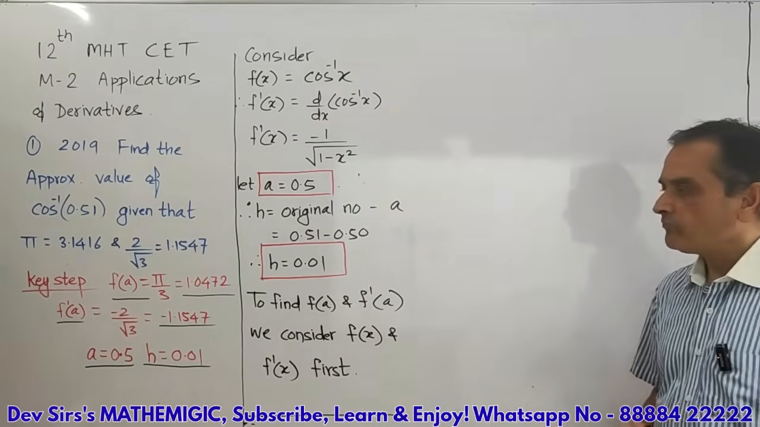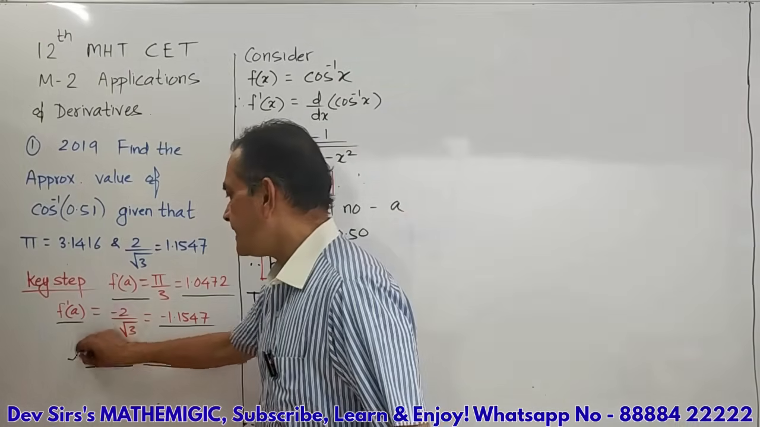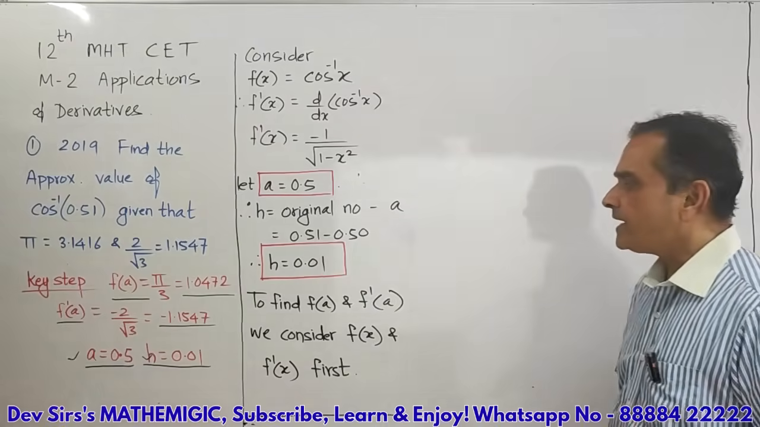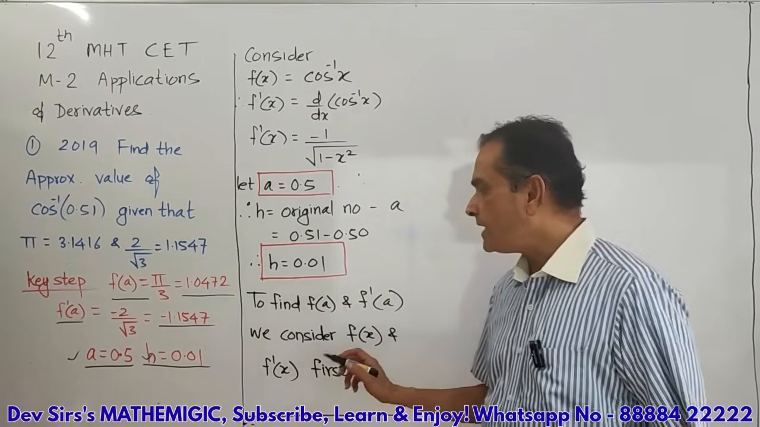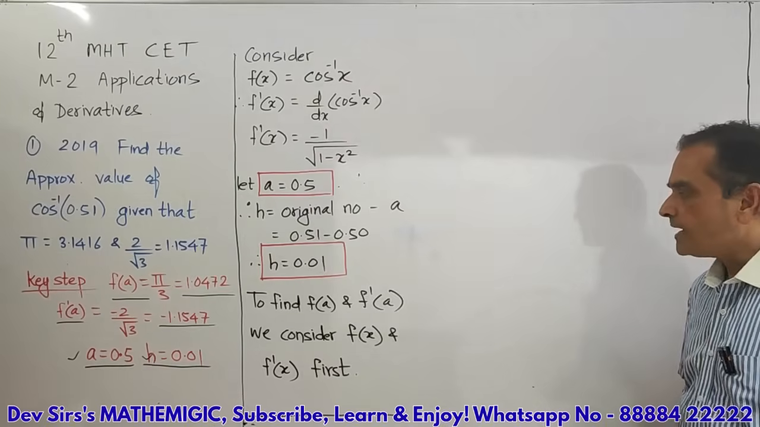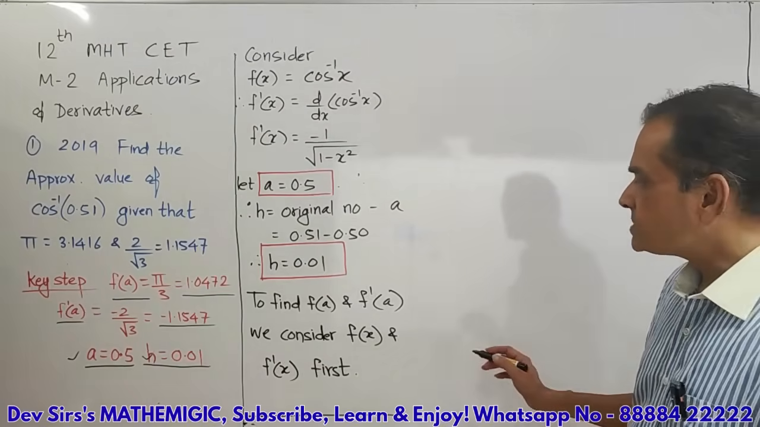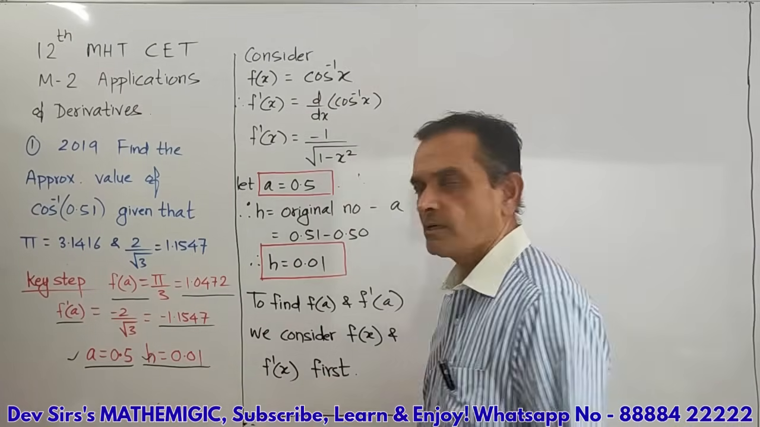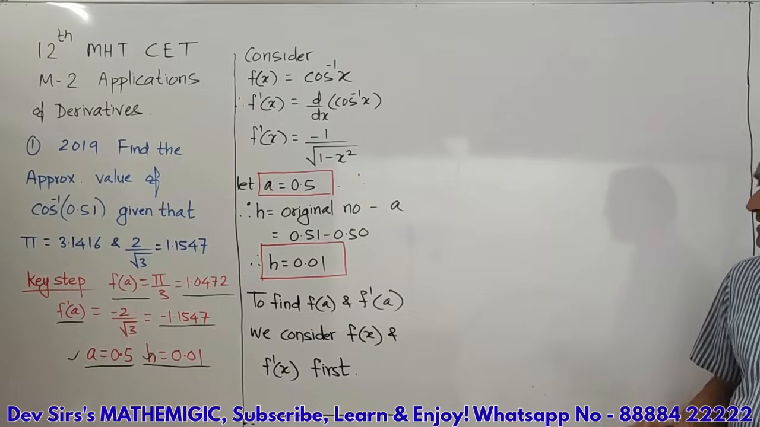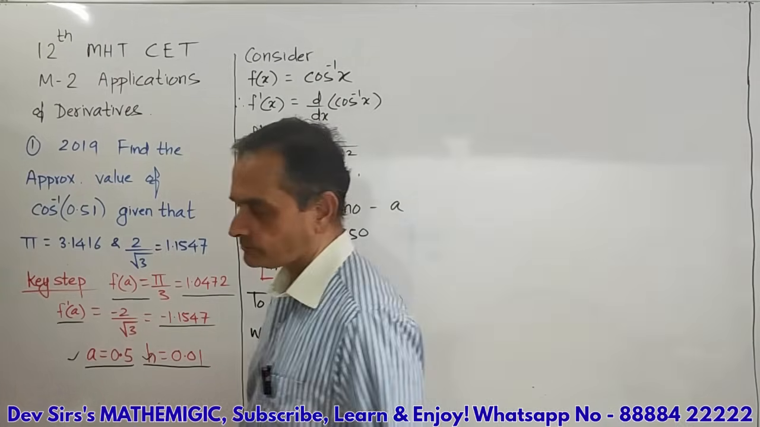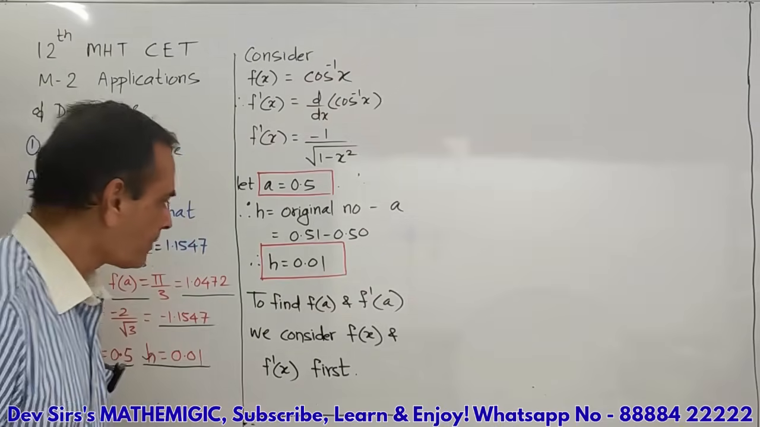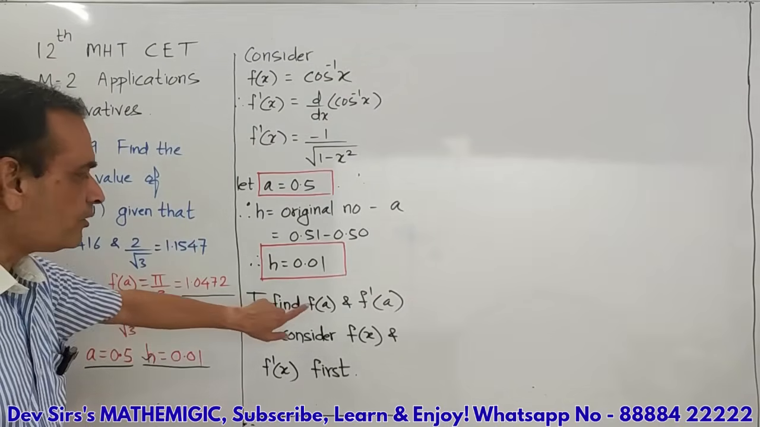So as I explained, we have got 2 things, A and H, first. After getting A and H, we have to find FA and F dash A. For FA and F dash A, first we require fx and f dash x. Then only we can go to FA and F dash A. Okay, so let's go straight ahead. First, I'm going to find out FA.